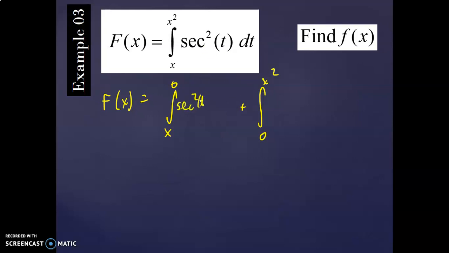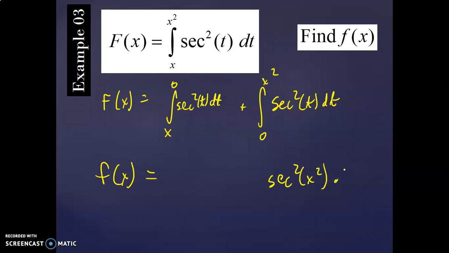So secant squared of t dt, secant squared of t dt. This one's in the right form, so when I take the derivative, going down to little f, this one I can do from here. I just plug in x squared, so it's going to be secant squared of x squared times the derivative of x squared, which is 2x.